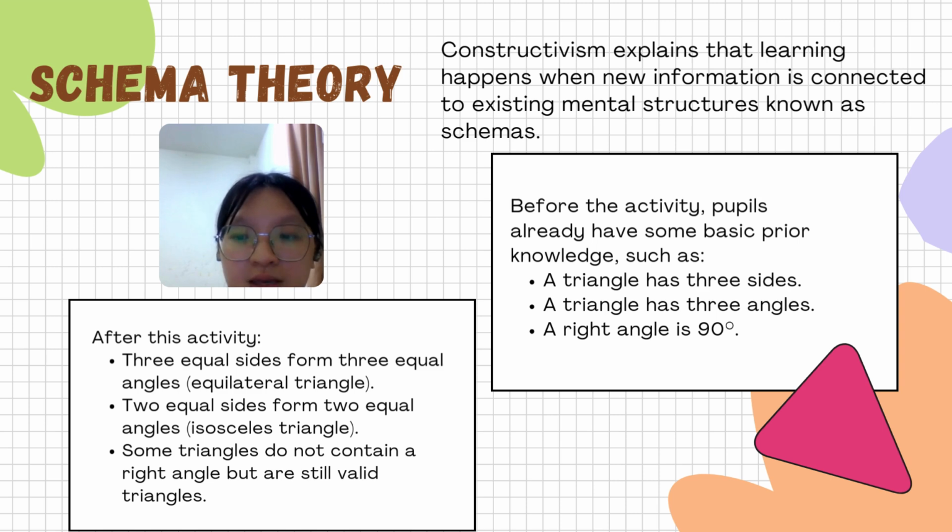So when students begin building different triangles with sticks, they encounter new experiences. For example, when a triangle has three equal sides, they can see that it also has three equal angles, so this is an equilateral triangle. When a triangle has two equal sides, they notice it has two equal angles, so this is an isosceles triangle. And some triangles do not have a right angle but are still valid triangles.